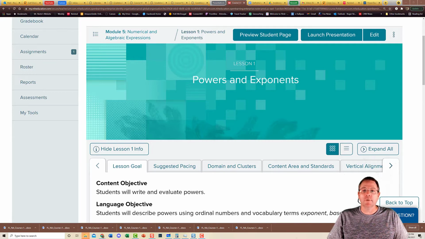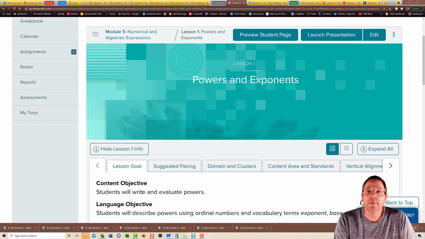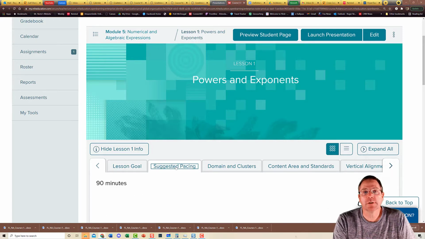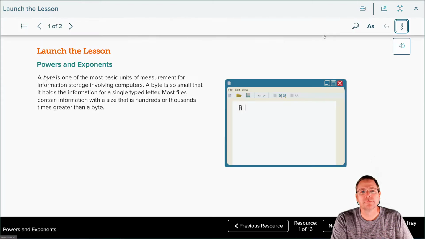But now it's time for me to get back to work and do homework, helping you all with this new lesson, Chapter 5, Lesson 1, Powers and Expressions. The content objective says students will write and evaluate powers. The suggested pacing says this will be a 2-day lesson, so let's get into it and see how long it really takes to go through these 16 objectives.